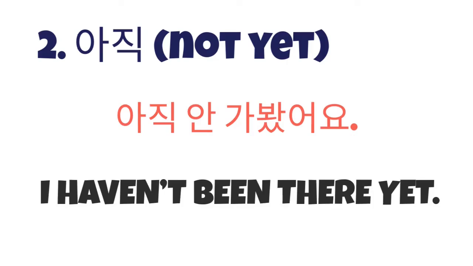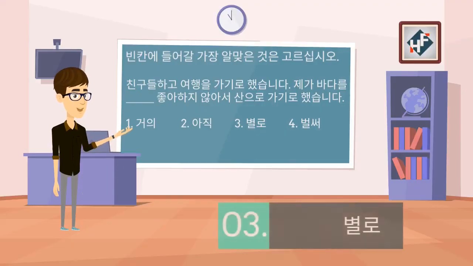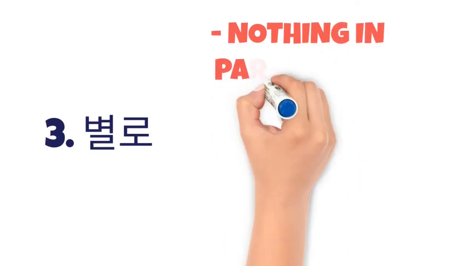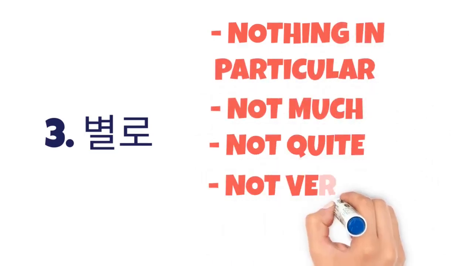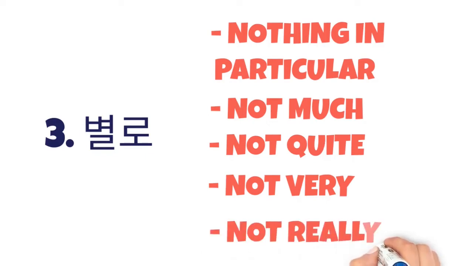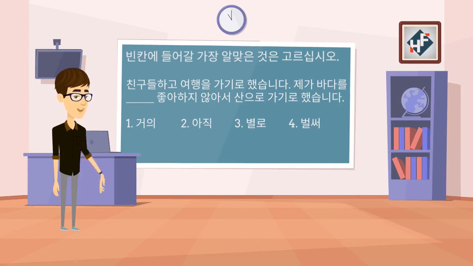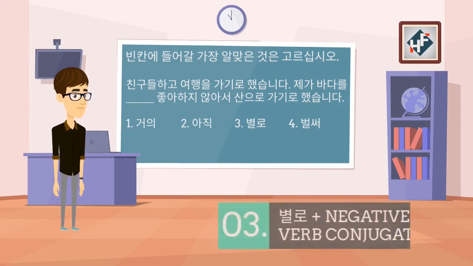Okay? And number 3 guys is 별로. And 별로 is marami din siyang pwedeng meaning. Number 1 is nothing in particular, not much, not quite, or not very, or even not really. Okay? So as you can see guys, sa mga translation merong not. Okay? So that is because 별로 is specifically used with negative verb conjugation, and this can be your clue for answering this question.